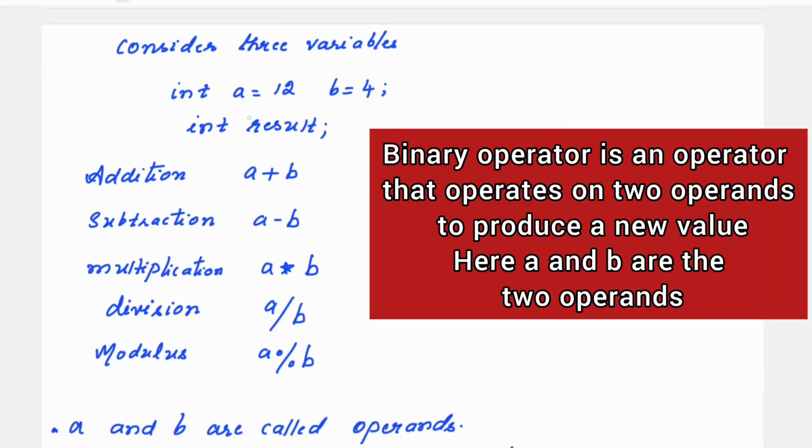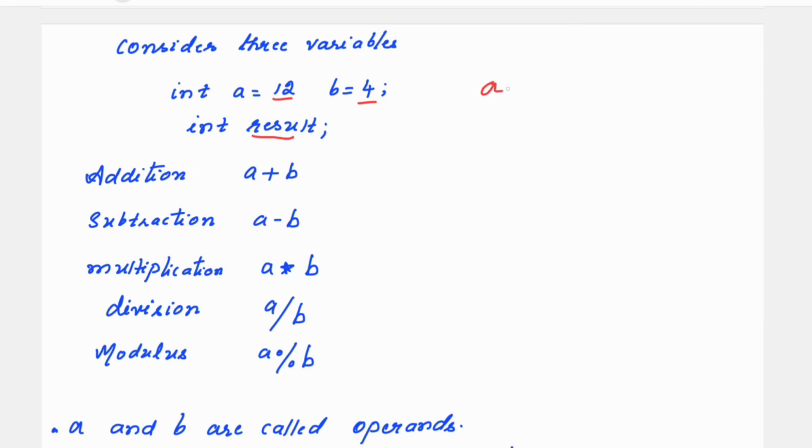I have given one example here. Let us declare one variable a with a value 12 and another variable b with a value 4, and you are going to perform some arithmetic operation and store the value in the variable called result. Whatever variables you are declaring, whether it is a, b, x, y, those variables are called operands. Now look here, for the addition you are writing a plus b, that means a and b are the operands and plus here is the operator.